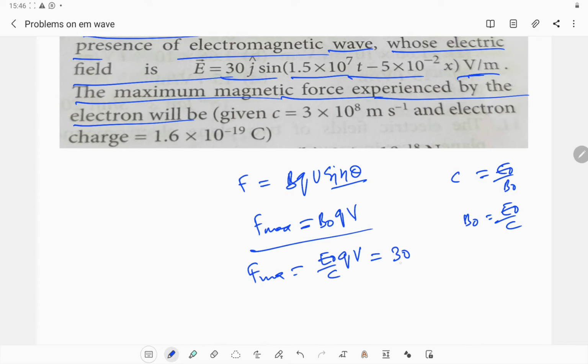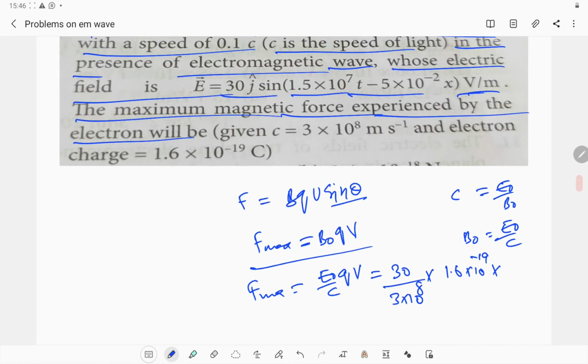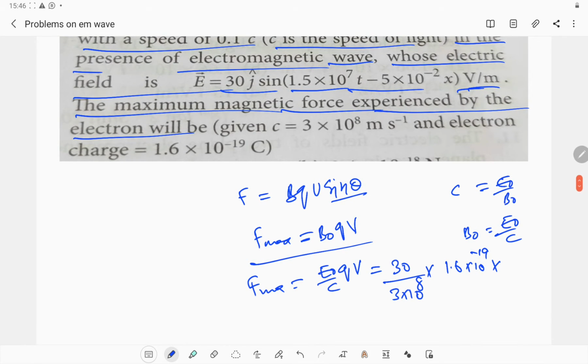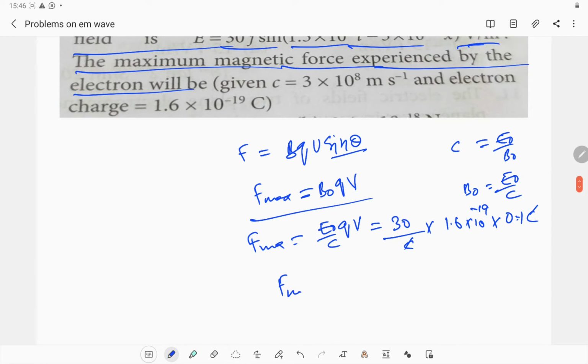E naught is given as 30, c is 3 × 10^8, charge is 1.6 × 10^−19, and the velocity is given as 0.1c. Here also I am taking c, therefore c gets cancelled, and the point and zero cancel. Therefore F maximum = 1.6 × 3, which is 4.8 × 10^−19 newtons.